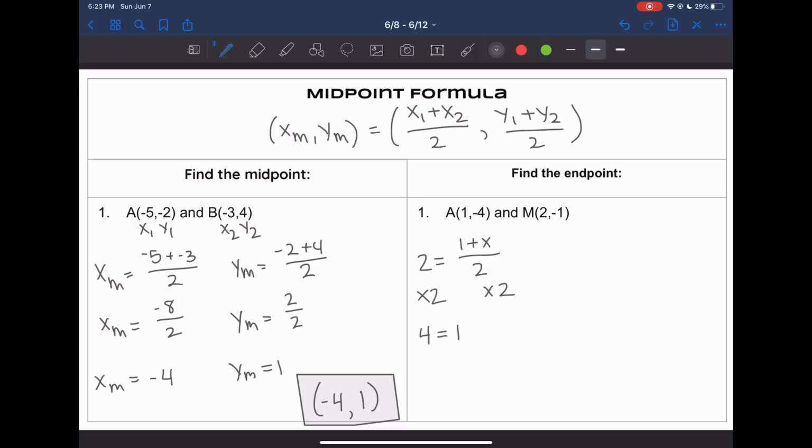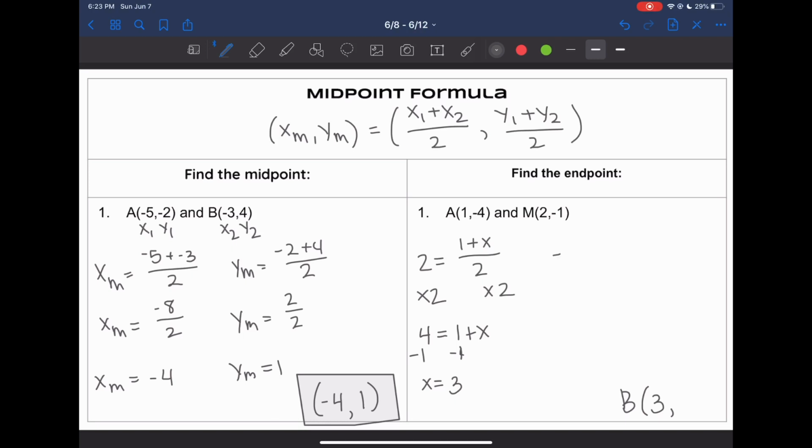4 equals 1 plus x. Subtract 1 from both sides. X equals 3. So the x value of our endpoint, we're going to call it b, just like the last problem, is 3.